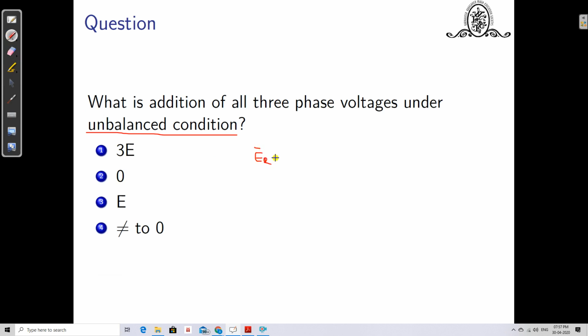So ER plus EY plus EB. Now I am considering, let the phase angle difference is 120 degree, but the magnitudes are not equal. The first is equal to mod of E at an angle of 0. The second is equal to 0.9 times mod of E at an angle of minus 120, and the third is equal to mod of E at an angle of 120. Only the Y phase voltage is 0.9 times of the RMS value.